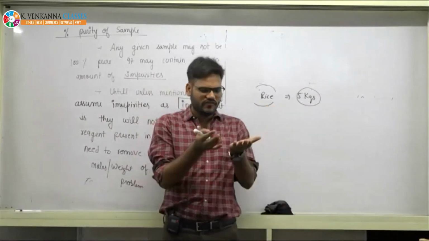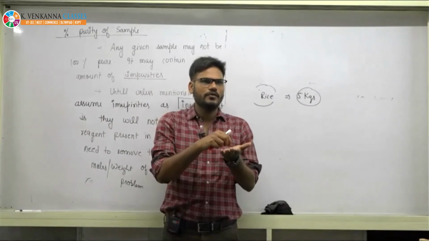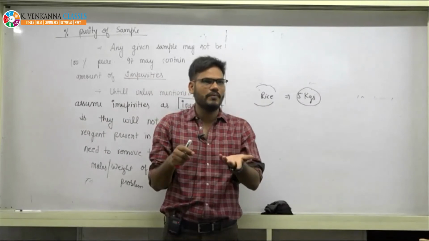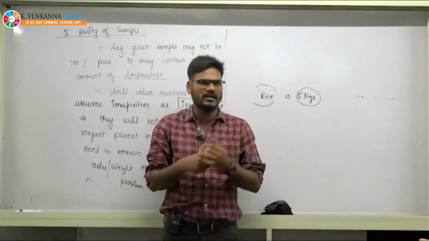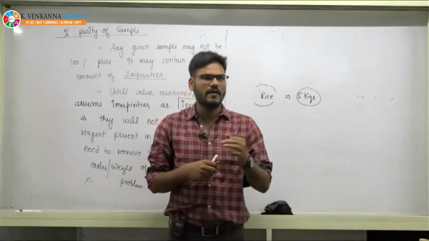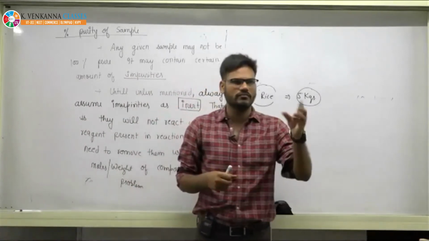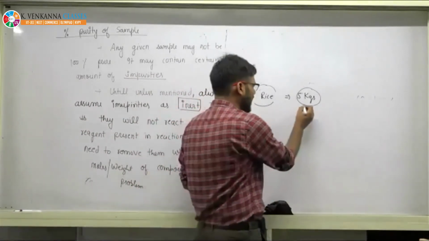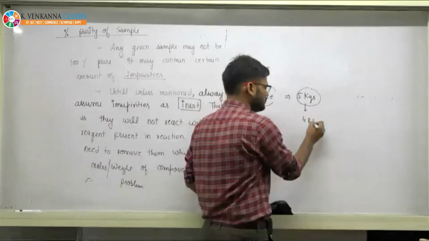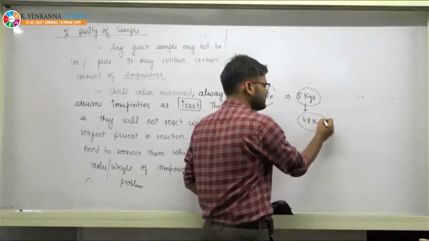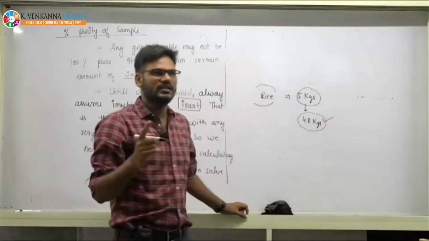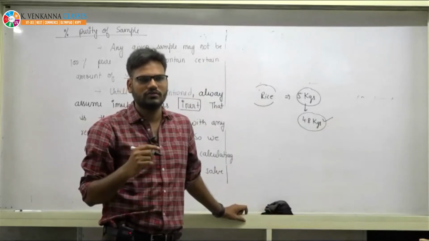What they do is first try to pick out the impurities. They might contain some pebbles, some impurities, some dust particles. Impurities can be dust particles or stones or pebbles. So you need to remove them. Now, if you remove them and it becomes 4.8 kgs, this is the amount which we can use, the amount which we can cook.